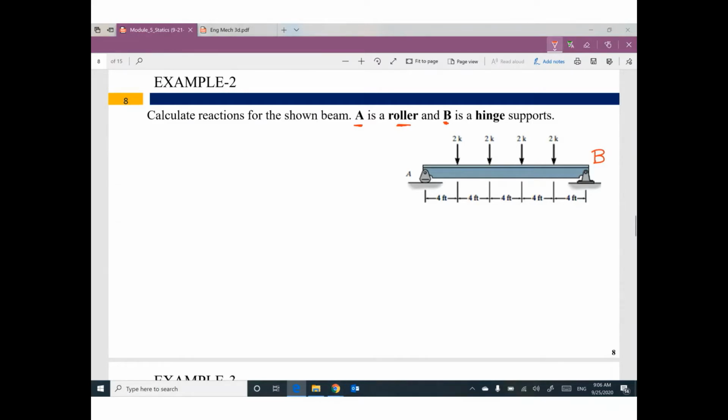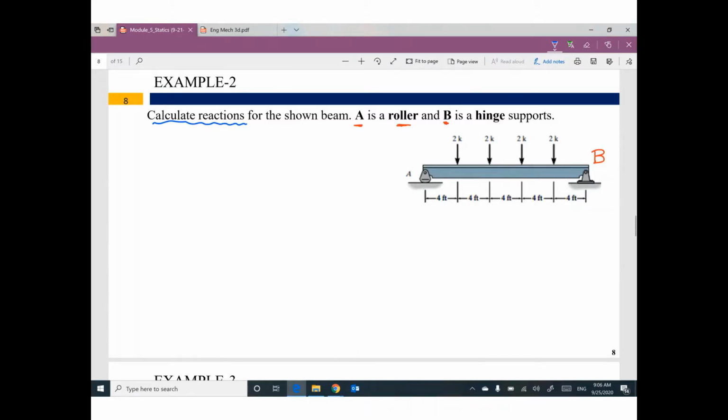We are looking to calculate reactions for the shown beam. So, first step, do you remember? What will be the first step? What reactions do you have? The problem is helping you.